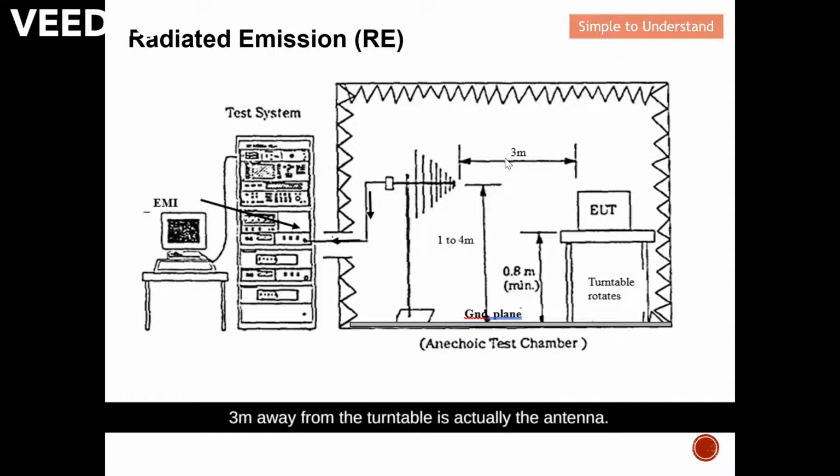3 meters away from the turntable is the antenna. This antenna is supported by an antenna mast, and it will be able to hoist the antenna up and down from 1 meter to 4 meters. The antenna is connected to an EMI receiver. The EMI receiver measures the field strength captured from the antenna. After it captures the data, it's routed to a PC. The PC will determine whether your device is compliant to the EMC test and measurement or not.